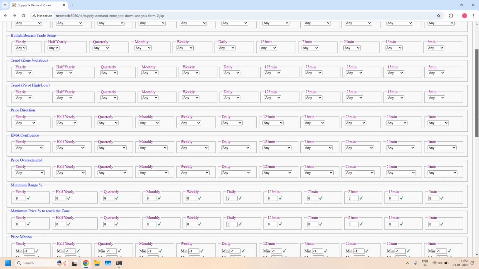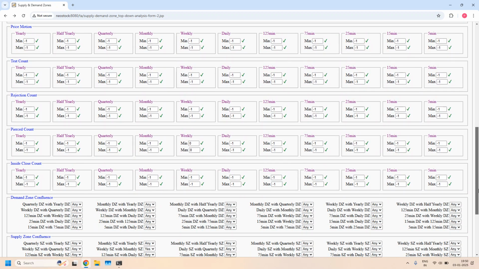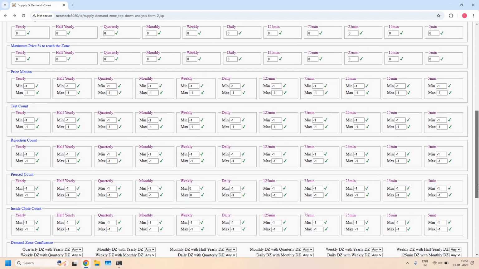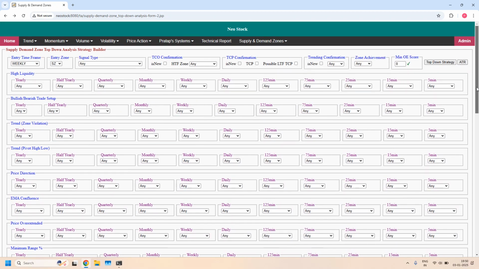So in the supply zone confluence, we should set 3 filters. First filter is already enabled, that is weekly with monthly confluence. Next, weekly supply zone with quarterly supply zone confluence. Monthly supply zone with quarterly supply zone confluence. All the 3 filters are enabled. That means weekly zone is part of the monthly, both together part of the quarterly zone. That's why we need to set EMA confluence on quarterly time frame.